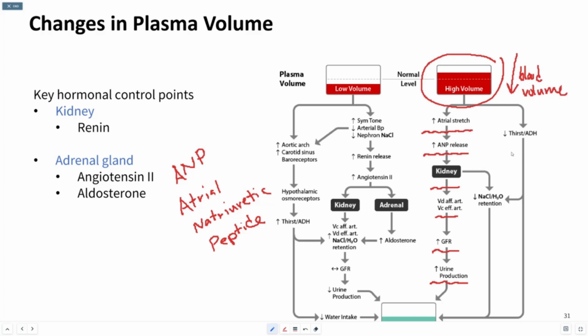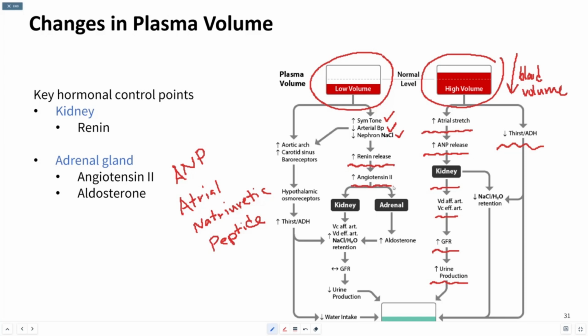On the other side, it will also decrease the amount of thirst and also decrease ADH. Therefore, your body will not want to drink in more fluids to help get rid of the fluid inside the blood system. The other condition will be when you have a low blood volume. So if it's under the normal level, what's going to happen is you're going to have a decrease in the arterial blood pressure and therefore reducing the amount of sodium in the nephron. This will then cause an increase in renin from the juxtaglomerular cells in the kidney, and that will then get converted from angiotensinogen to angiotensin-1 to eventually angiotensin-2.